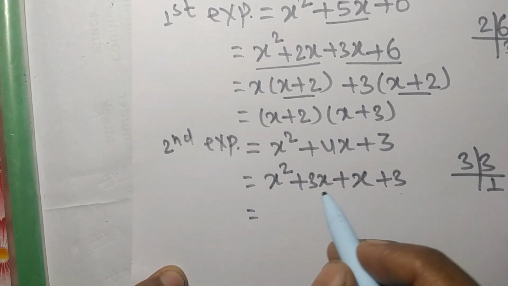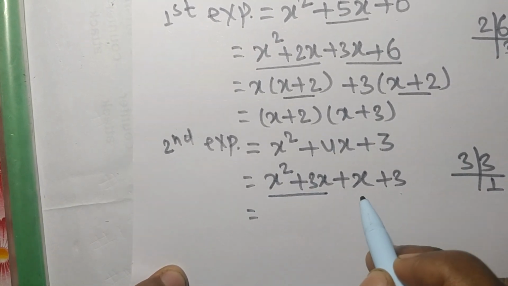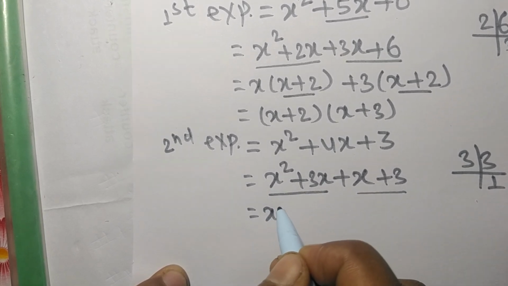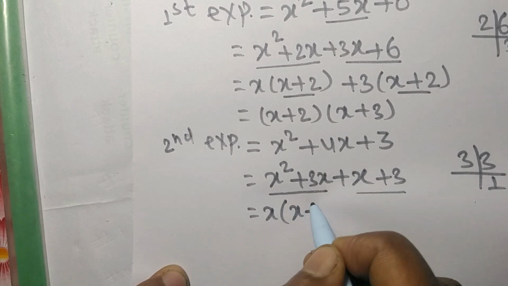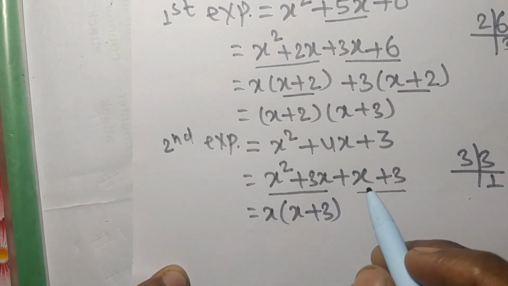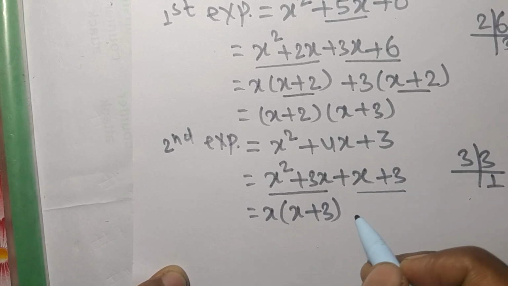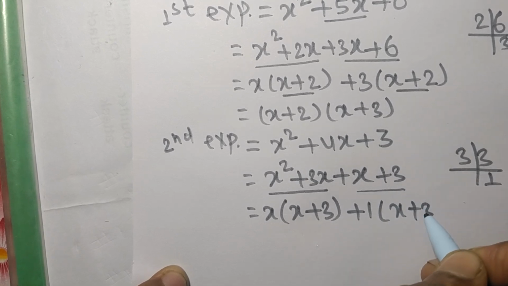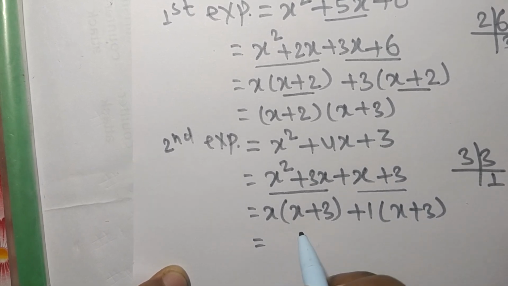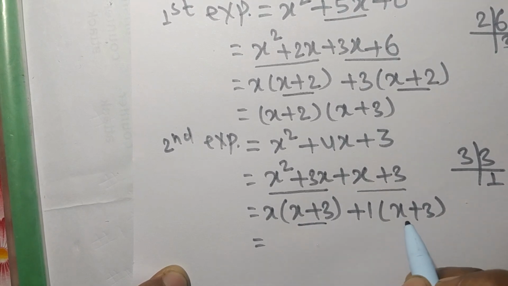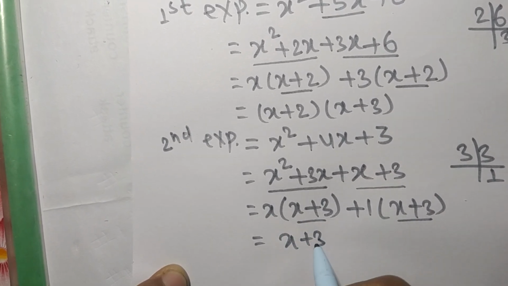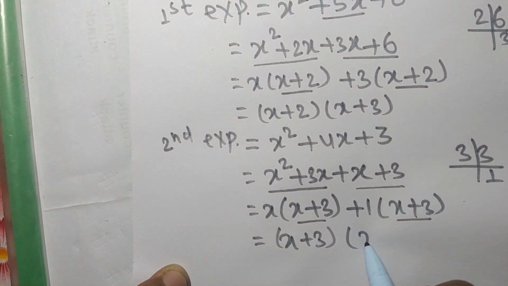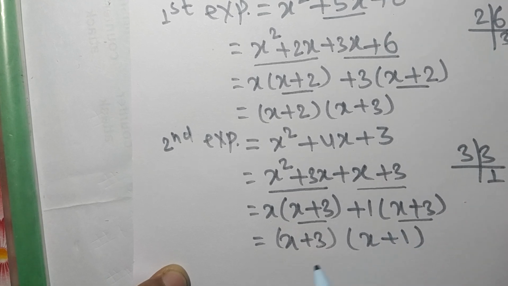So now we find the common in these first two terms and these last two terms. In the first, common is x, so remaining in the first is x plus 3. Common in these two is nothing, so common is 1. So remaining here is x plus 3. Now the common in these both expressions is x plus 3. So x plus 3 is common, and the remaining in the first is x, in the second is plus 1.